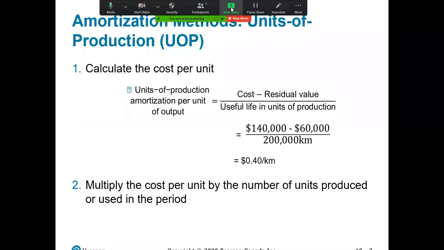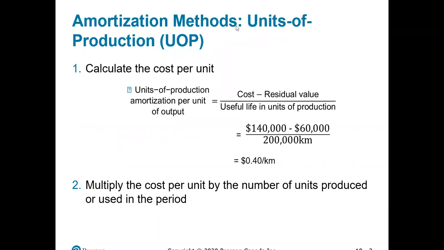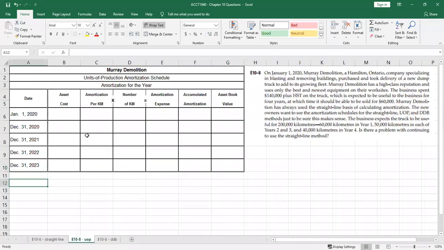So let's do that. Let's change the screen share back to our Excel calculations, we're going to move on to units of production. And this is the next amortization schedule that you see. And we're going to use the exact same question. Murray Demolition bought the truck for $140,000.